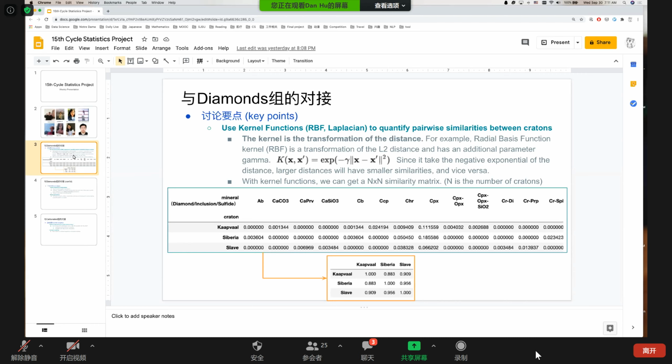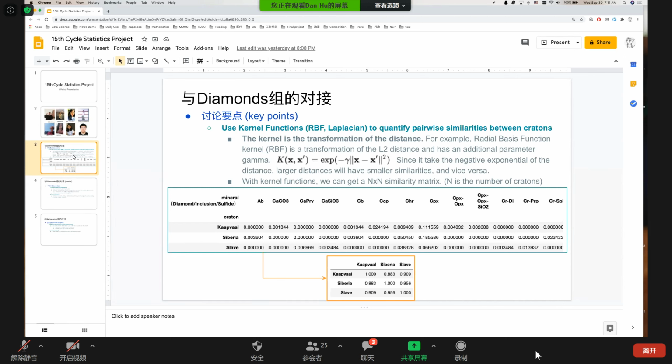So let me first introduce the kernel. The kernel is a transformation of the distance, simply speaking. For example, maybe you have already heard of the radial basis function kernel, short for RBF, which is a transformation of the L2 distance.